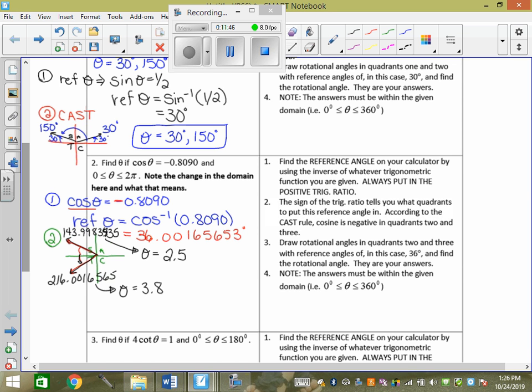Now, if you don't know if they fall between 0 and 2 pi, you can go 0 and 2 times pi. Oh, okay, that's 6.2831, and so on. Do both of these answers fall between 0 and 6.28? Yes, so we're good. So theta equals 2.5, comma 3.8.